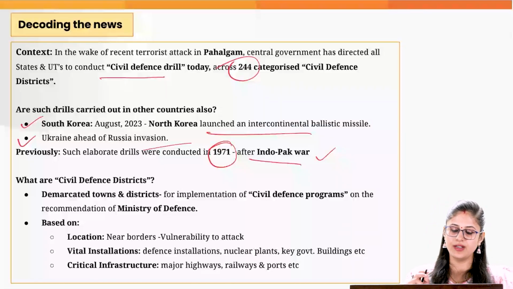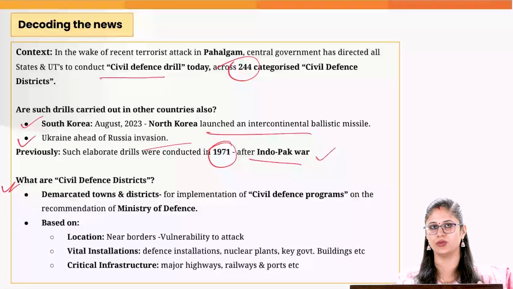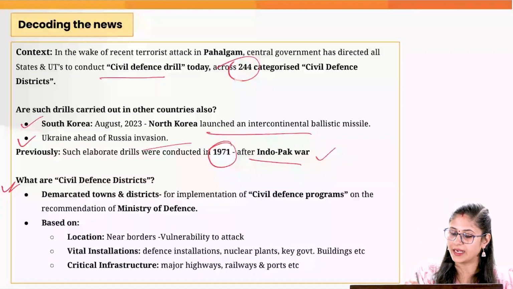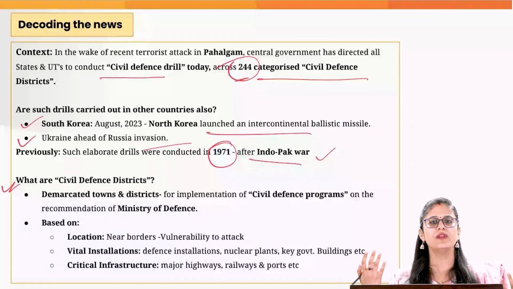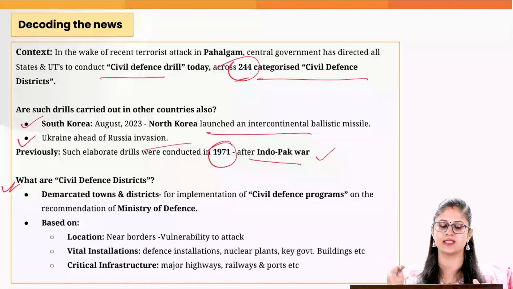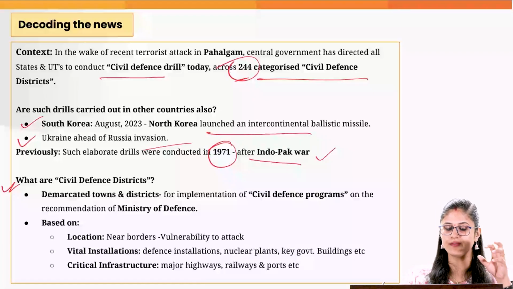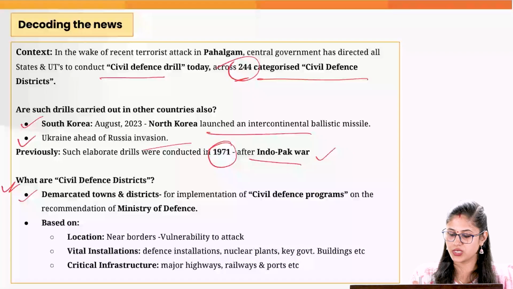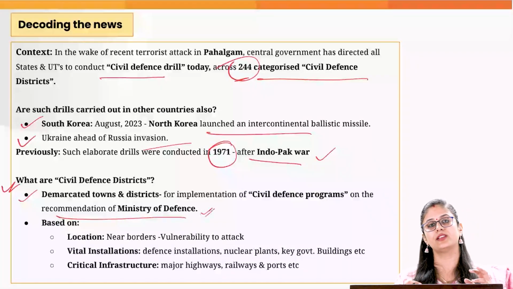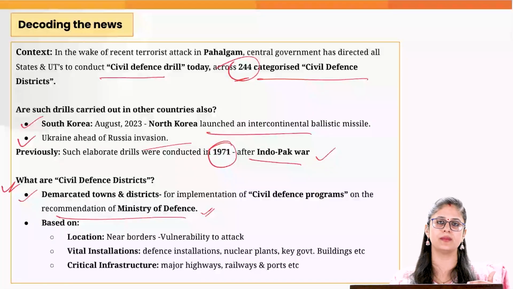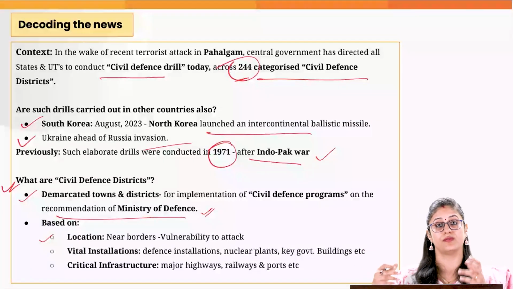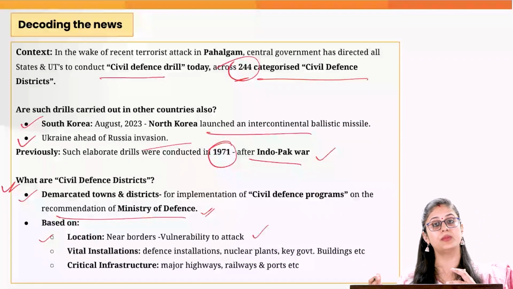Now, what are these civil defense districts? I told you that the drill would be conducted today in 244 categorized civil defense districts. How do we figure out which district should be categorized as a civil defense district? These are basically demarcated towns and districts categorized on the recommendation of the Ministry of Defense. What are the parameters that we look into? We look into their location, whether they are situated near the borders. If they are near the borders, they would be more vulnerable to attack.